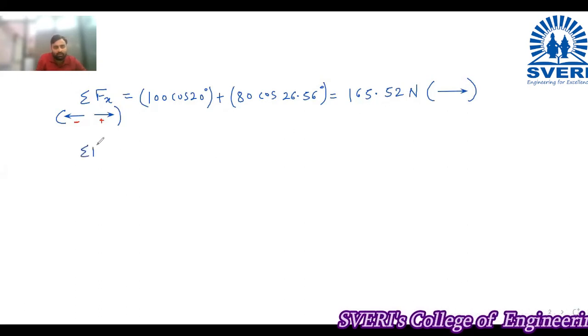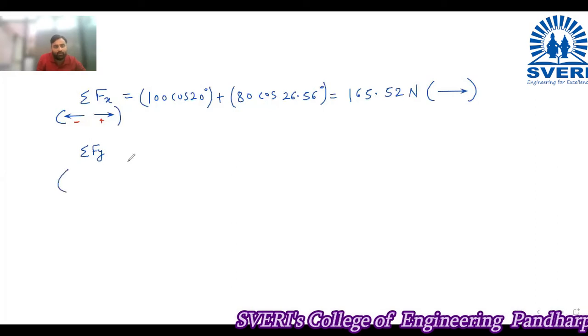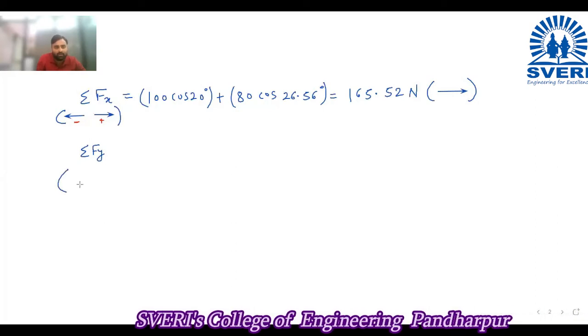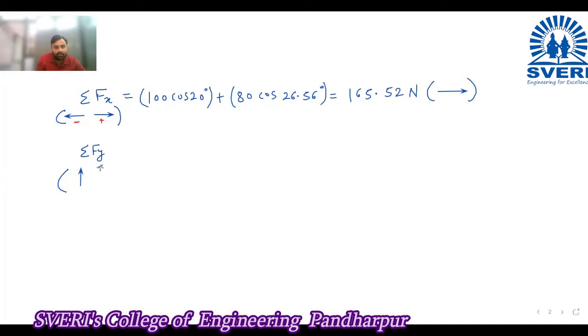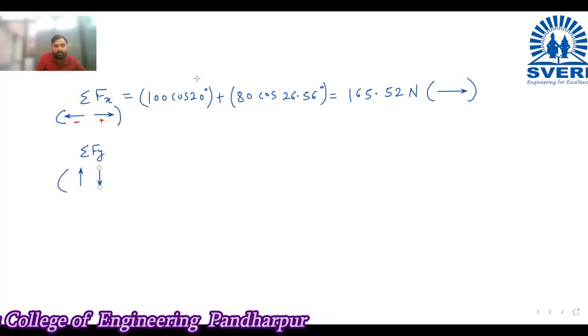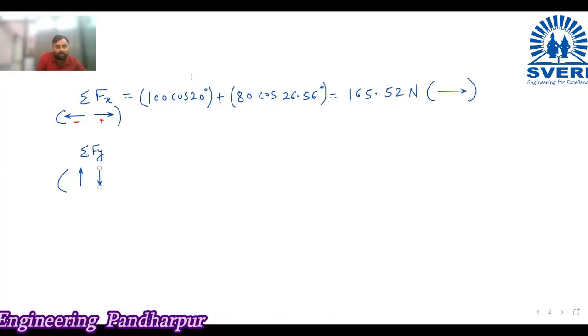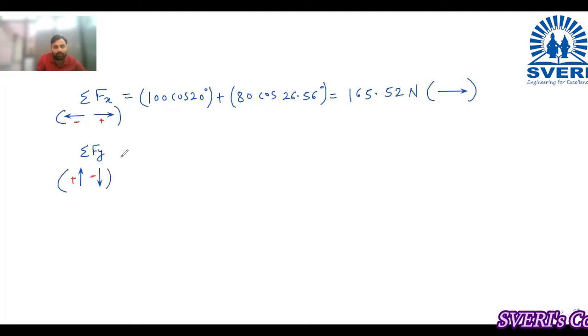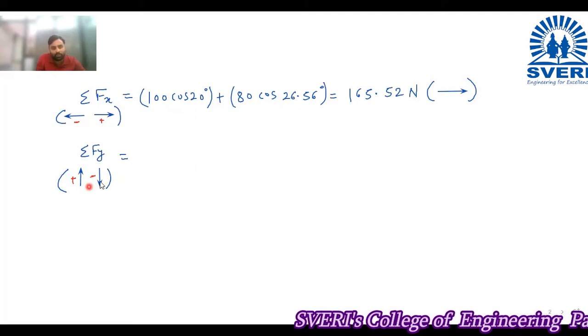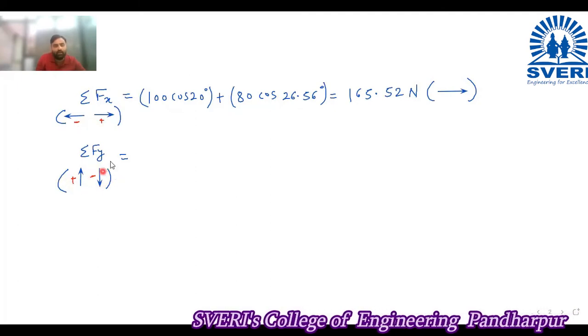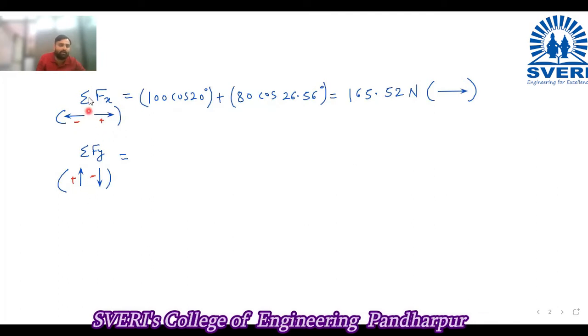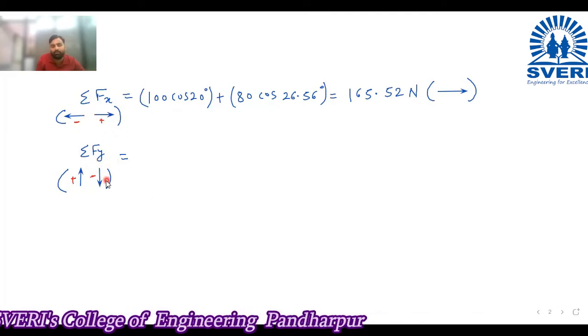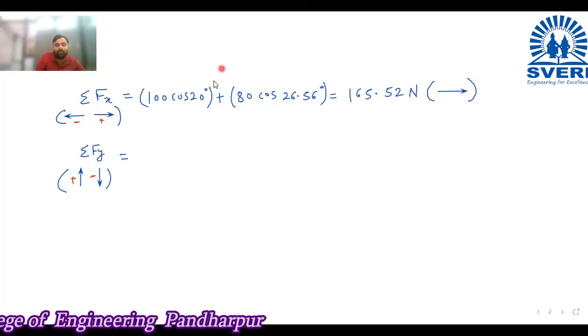Now calculate summation fy. For summation fy, what are our sign conventions? If it is upward, then plus. If it is downward, then minus. These are our sign conventions. So for upward plus, for downward minus. This thing I have shown over here is for your understanding. In the exam there is no need to write like that, you can only write summation fx, summation fy. This is so that you will not get confused.